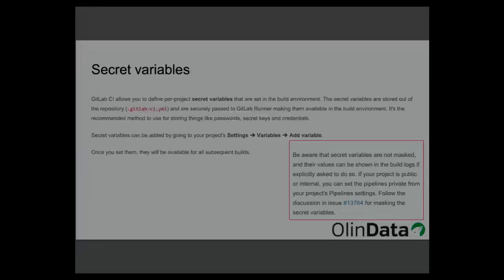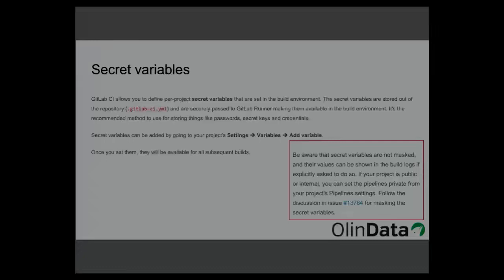They are on the GitLab project level. So in your project, you define this variable has this value, and then in your GitLab CI YAML, you can just use them as a variable that will automatically get the value from the secret variable from the project.